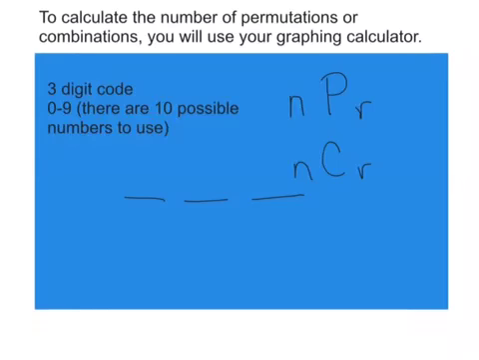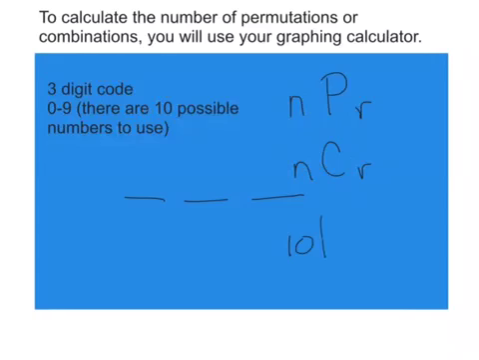So what do the other letters stand for? Well, n in both formulas stands for the total number of objects that you have. Okay, if you're arranging people, it's the number of total people you have. If you are selecting a code out of 10 total numbers that you can use, that's your total number. r, on the other hand, is the number of items that you are actually going to arrange. Okay, so in this situation, we are going to arrange 3 digits out of our 10 total possible digits that we have to use.